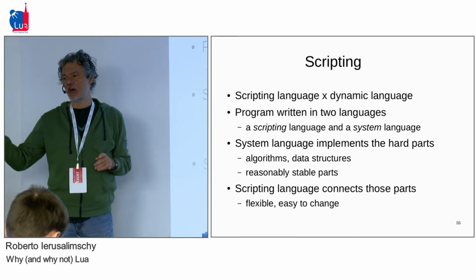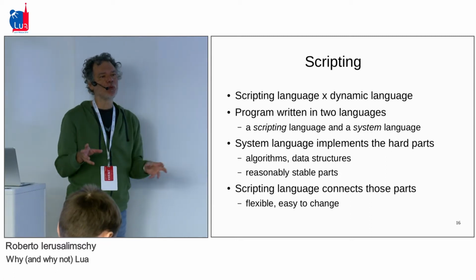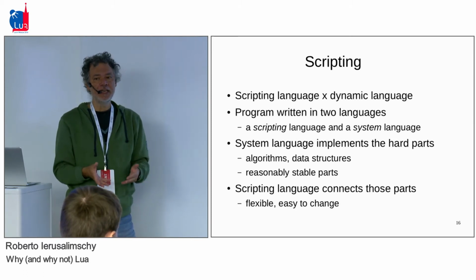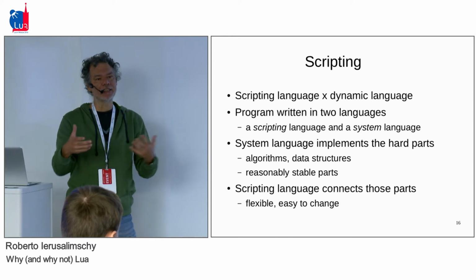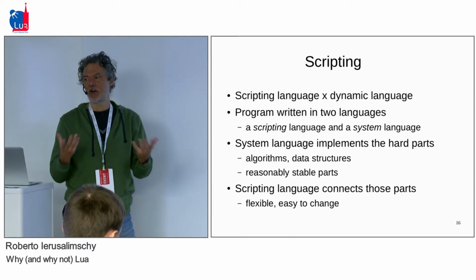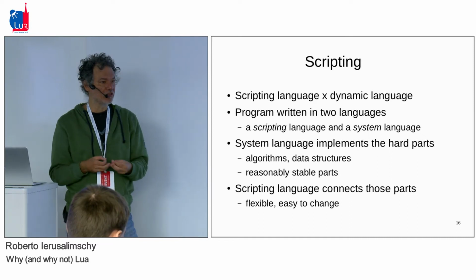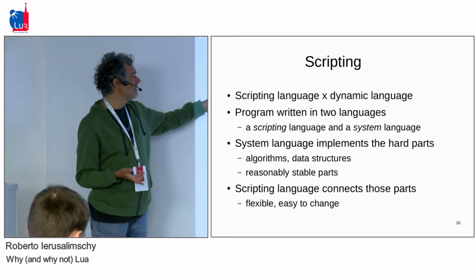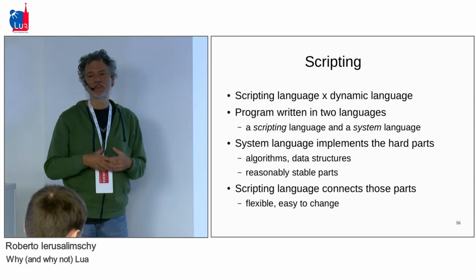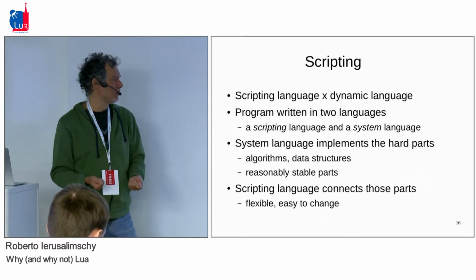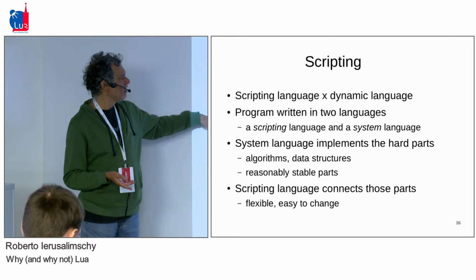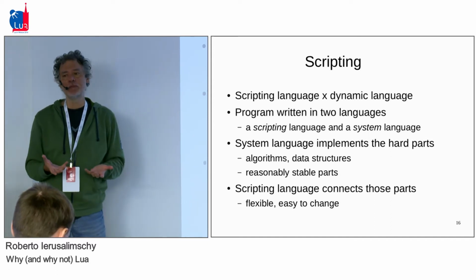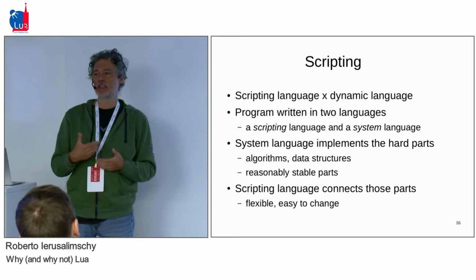This started with the shells in Unix. You have several small programs, the basic idea of Unix, written in C, and you have the shell language that you use to connect all those programs, doing pipes and all kinds of connections between those parts. That was where the idea of scripting originated. And so the system language, that typically can be C, C++, or any kind of hard language, is where you implement the algorithms, the data structures, and usually these are reasonably stable parts that do not change a lot in your program.